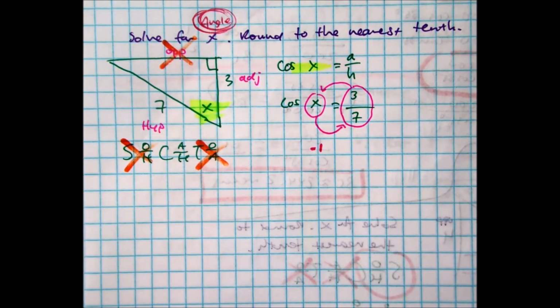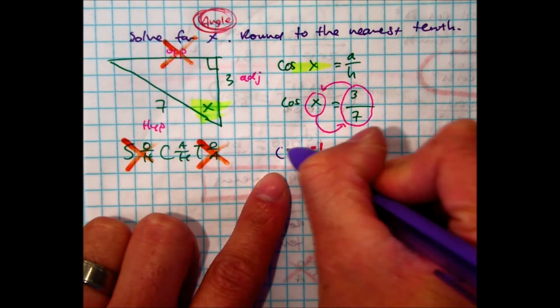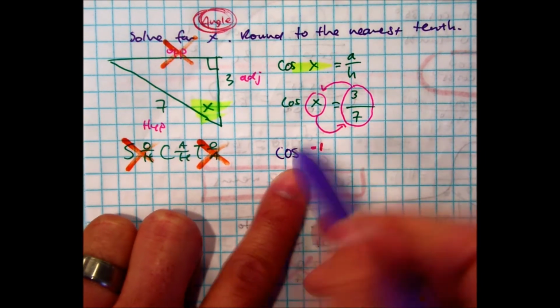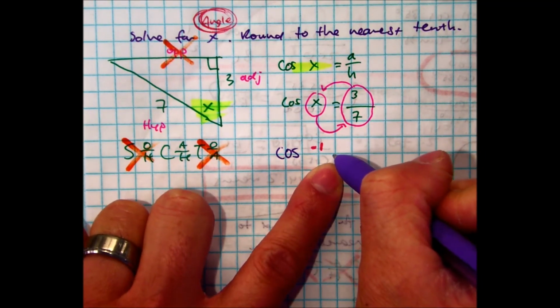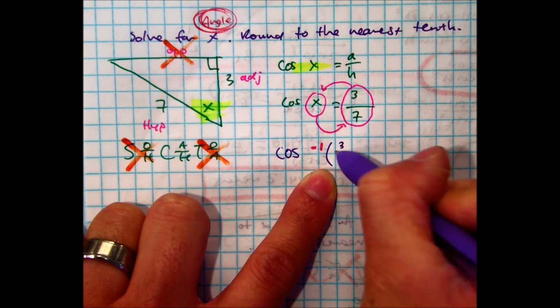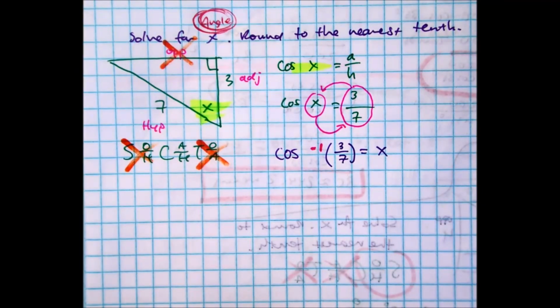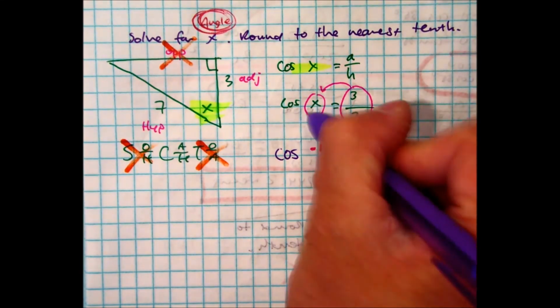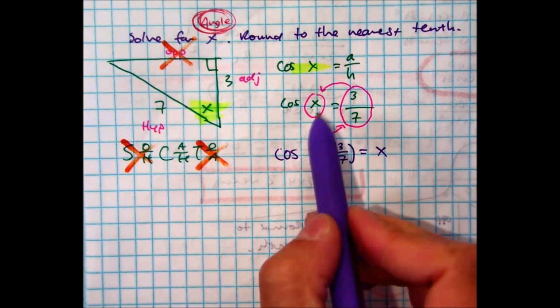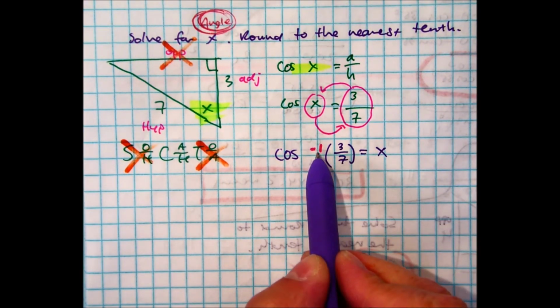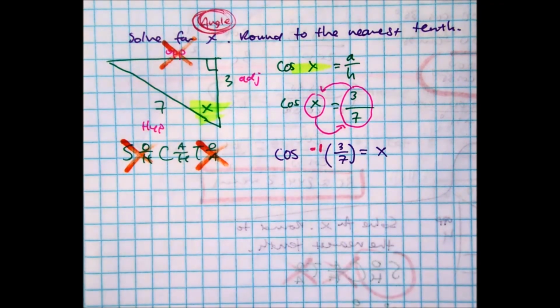So when I switch them, I'm going to write now cosine, the inverse of cosine. Instead of writing x, I'm going to write what? 3/7 equals x. Okay, I'm going to switch the places, and because you switch them, you're taking the inverse. Now I have a calculator-ready equation.